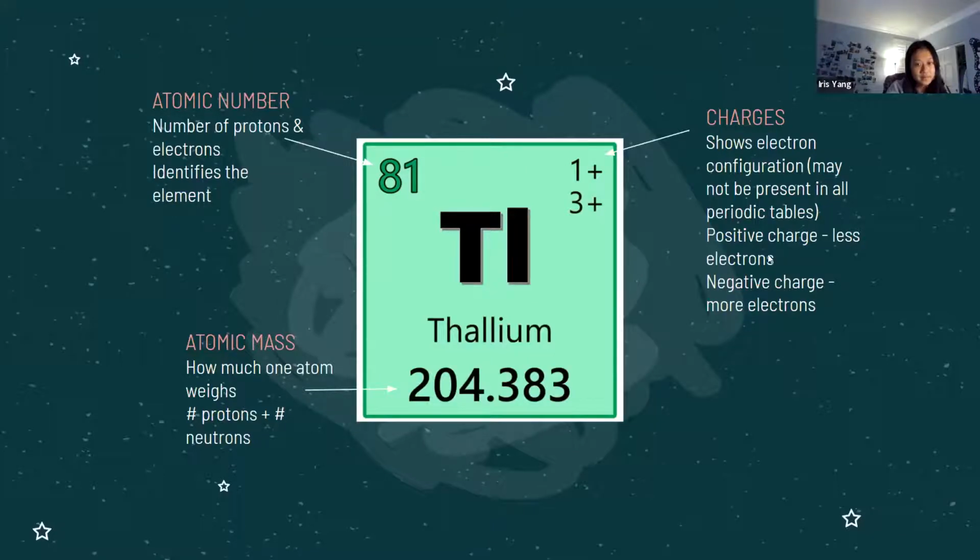Okay. And then if it has a negative charge, that means there are more electrons. So it gained an electron from somewhere else. For example, if thallium lost an electron, then something like chlorine wants an electron.